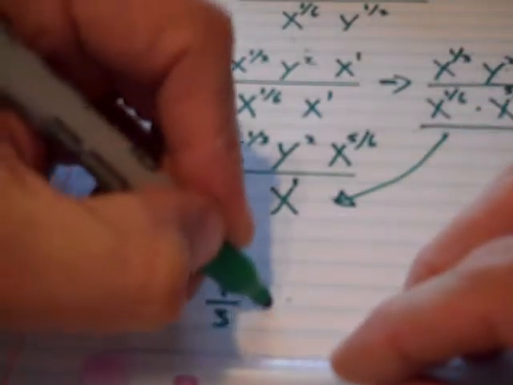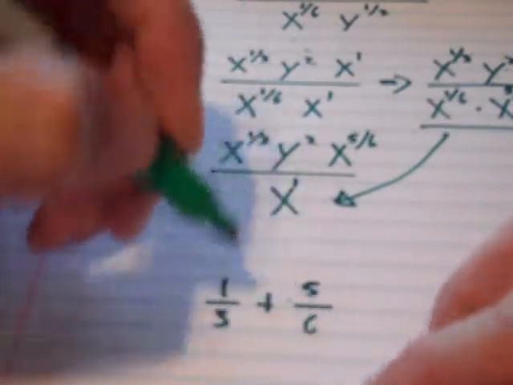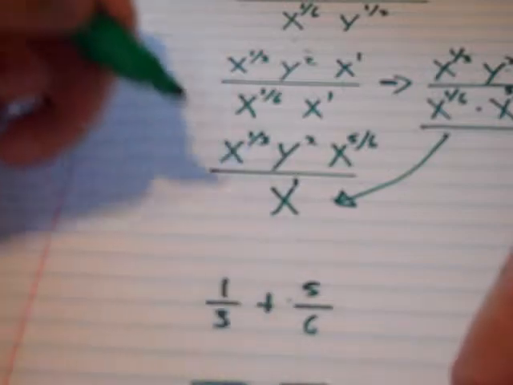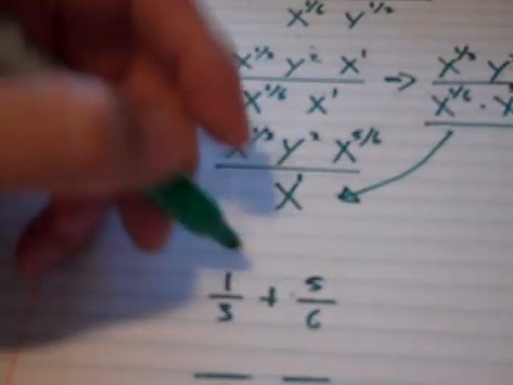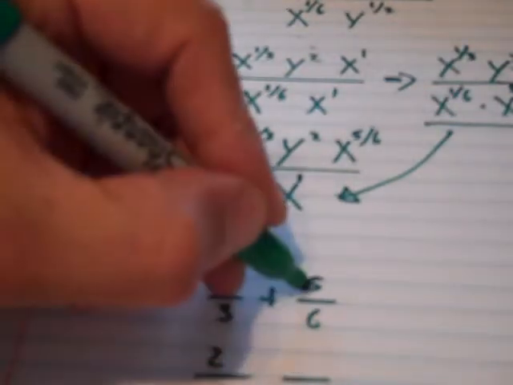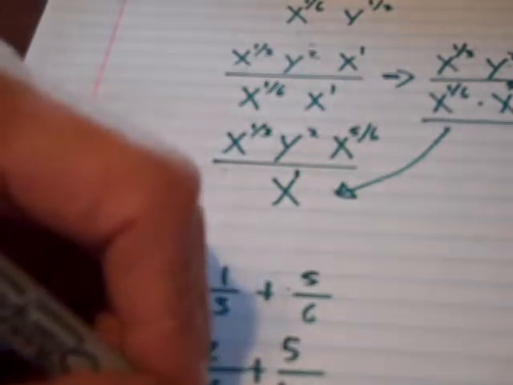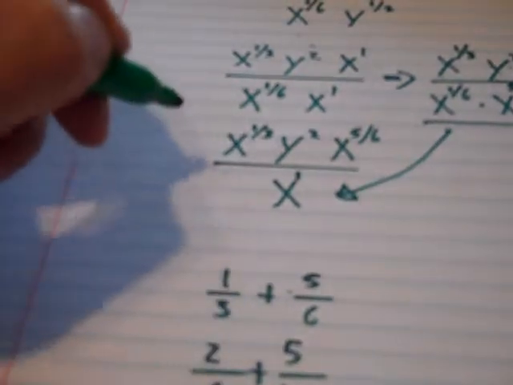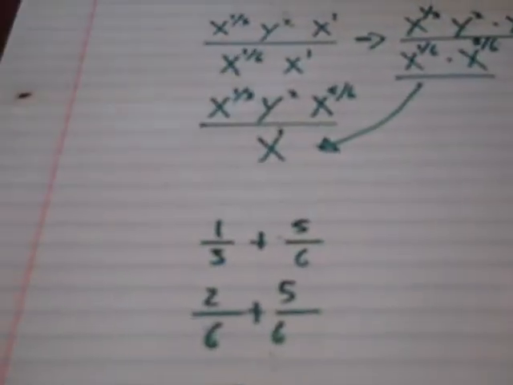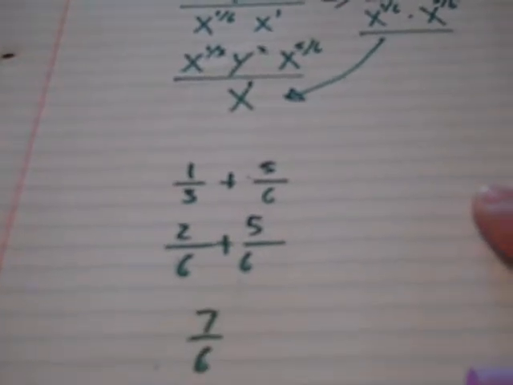1/3 plus 5/6 is the same thing, and my common denominator will be 6. 3 times 2 is 6, and 2 times 1 is 2, and 6 times 1 is 6, and 1 times 5 is 5. So my final fraction looks like 7/6. So 1/3 plus 5/6 is 7/6.